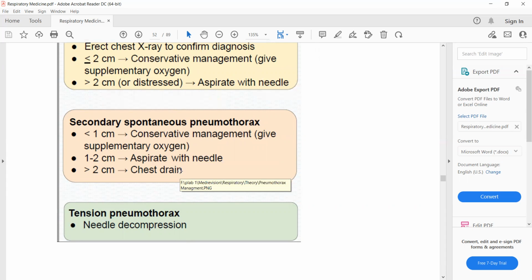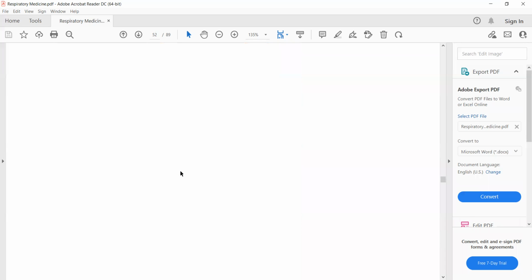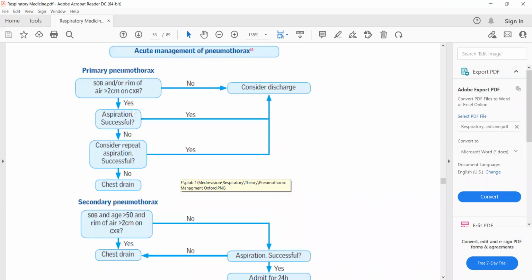So this was all about the management of primary and secondary spontaneous pneumothorax. Let me show you a flow diagram to make things a little more clear. So this is an important flow chart. Primary spontaneous pneumothorax: patient is short of breath or the rim of air is more than 2 centimeter. Two criteria for needle aspiration, that is either the patient is short of breath or the rim of air is more than 2 centimeter on chest X-ray. Then we'll do needle aspiration.